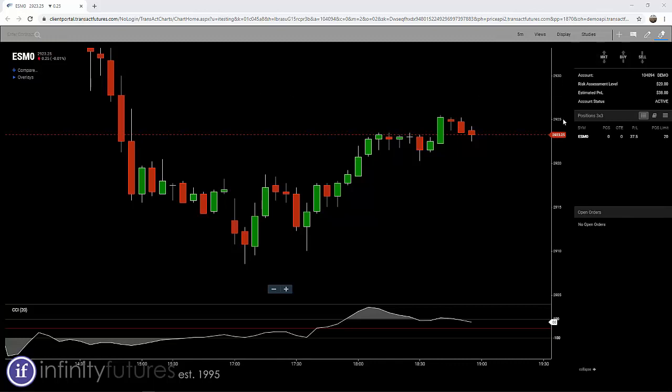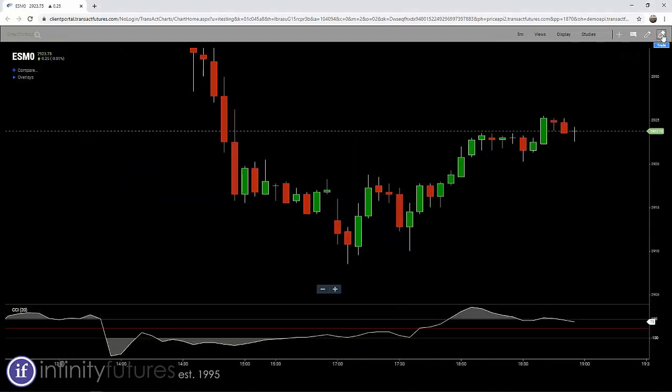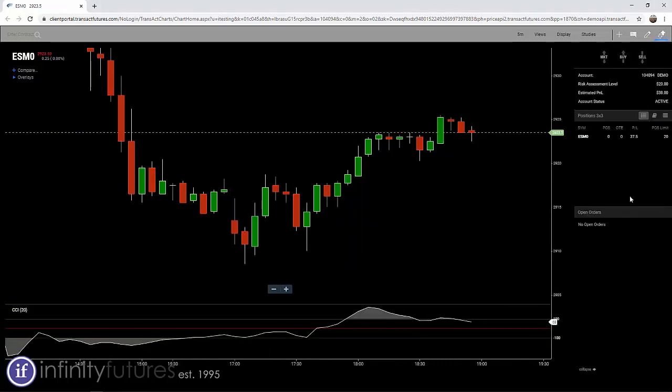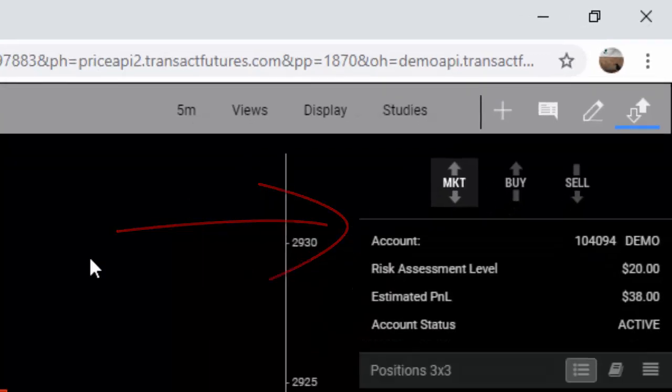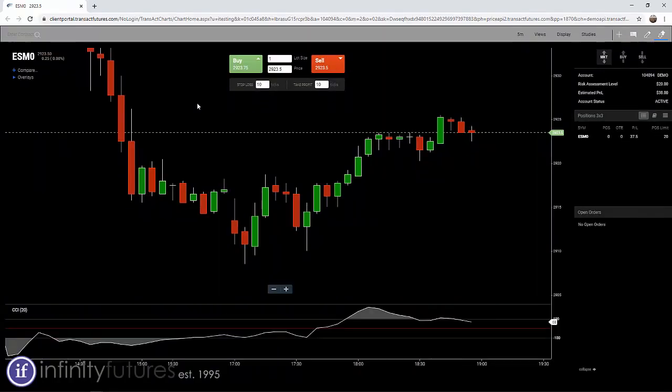First thing I'm going to do is go to the trade area, which is activated by clicking on the up and down arrow on the upper right hand side. You could toggle it back and forth. And I'm going to click on the market order button at the top, MKT. And it's going to open up a market order ticket.